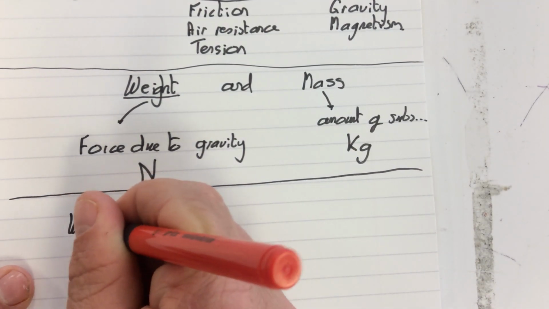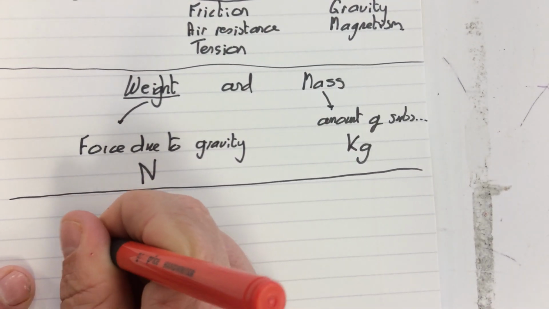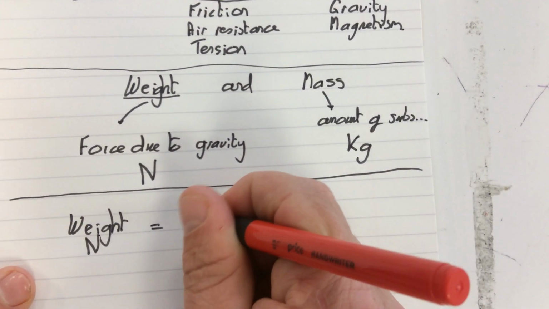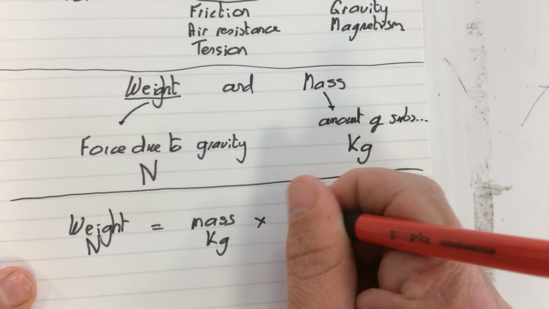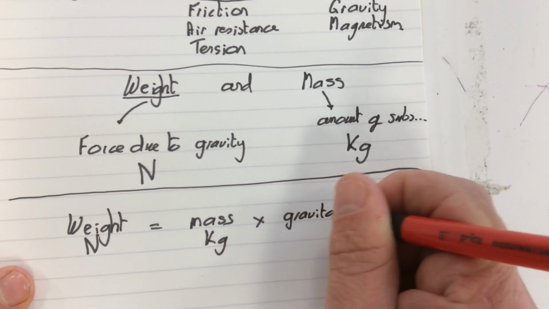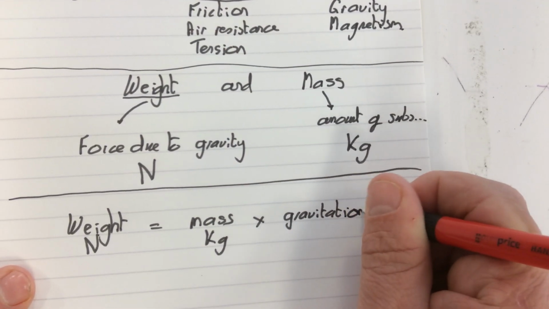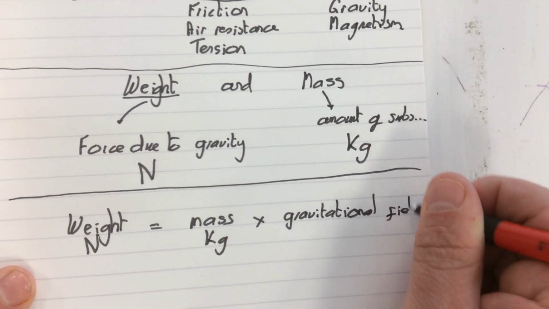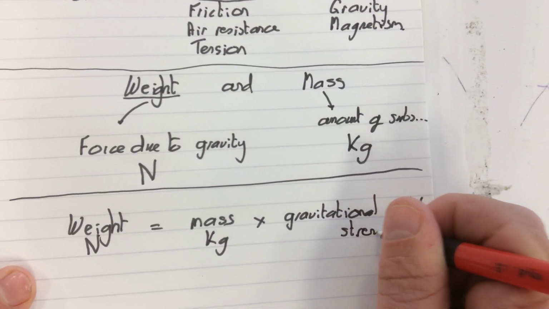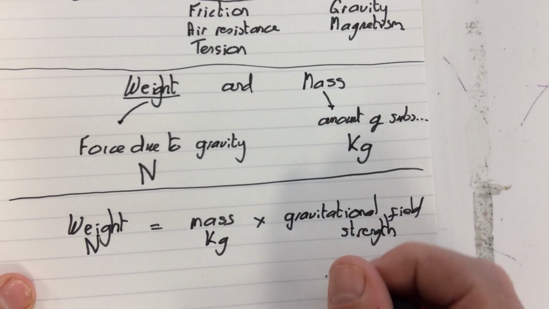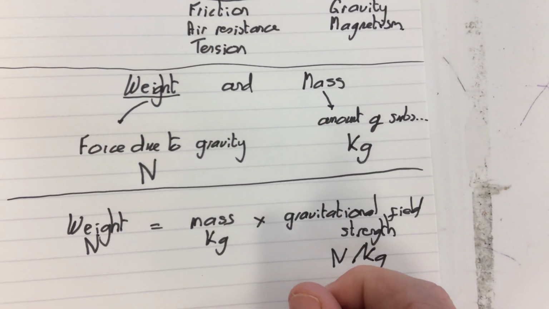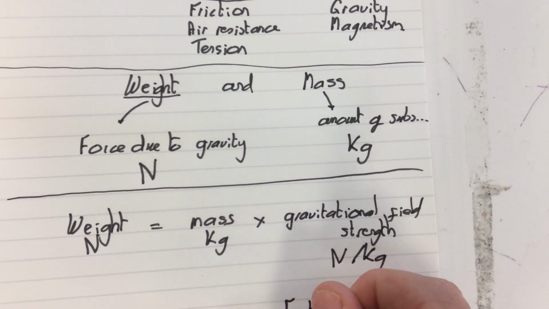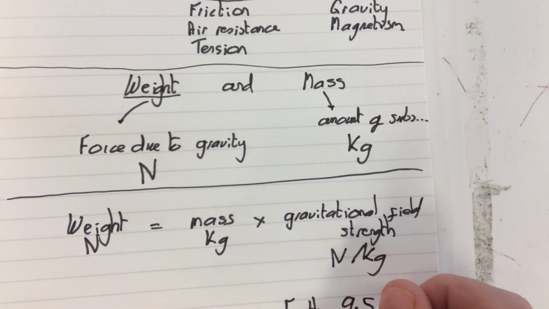An equation that you need to learn is weight, which you know is measured in newtons, and that is equal to the mass, which is measured in kilograms, times the gravitational field strength. So that's just the strength of the gravity, and that would be measured in newtons per kilogram. And it's quite useful to know that the gravitational field strength on Earth is 9.8 newtons per kilogram.